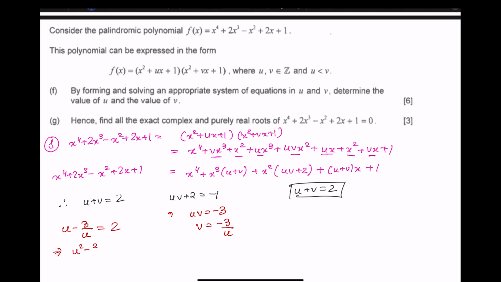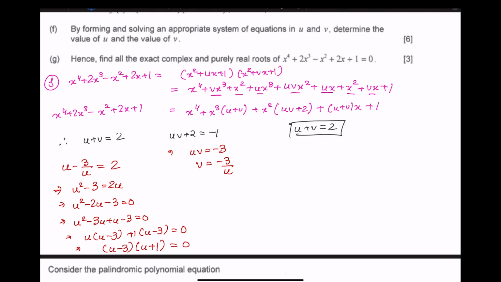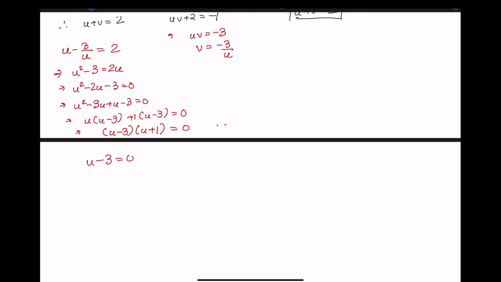So u squared minus 3 equals 2u, multiply both sides with u, and then u squared minus 2u minus 3 equals 0. And factorize it easily, which is u squared minus 3u plus u minus 3 equals 0. Okay, so this will make this u minus 3 times u plus 1. So from here you can have two values. First is, right in the next page, u minus 3 equals 0 or u plus 1 equals 0. So either u is 3 or u is equal to negative 1.